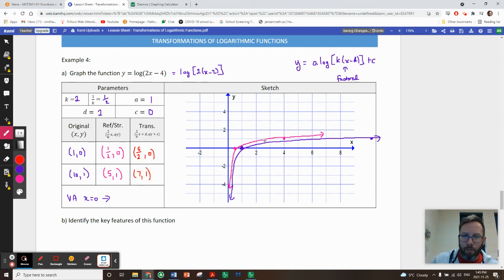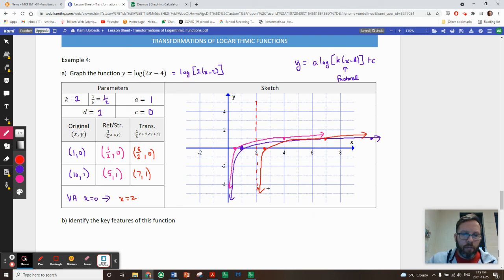Things are getting a little clunky here for sure. 2.5, 0 and then 7, 1. The vertical asymptote has gotten moved to, we're shifting things right 2, so it goes to x equals 2. Dash there. And we'll connect the dots through that, like so.